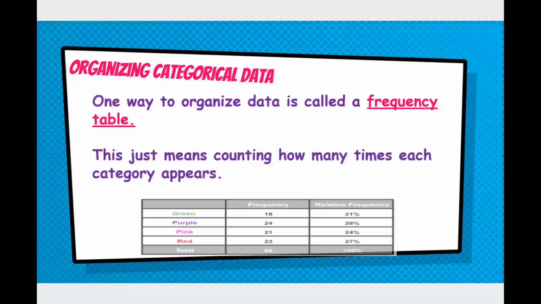We're going to use Google Sheets to do this, so you can manually count those up. There's also a shortcut to do it. I actually have to look it up. It's something to do with count, and I think I have mine shown somewhere. But you can use that shortcut if you want, so you don't have to physically count. And then we also have relative frequency, and that's just telling you out of the whole what percent is green, purple, pink, and red.